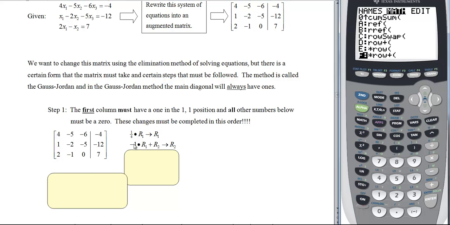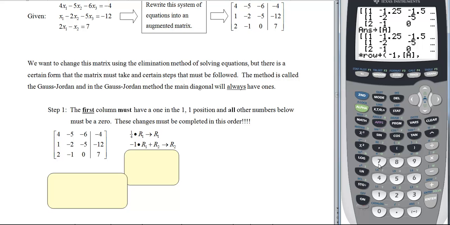This time, remember, I want to multiply and add, so I need the F. Now let's go in order. I need -1, comma. I need my matrix A, comma, first row, comma, second row, because I want to multiply -1 times my first row, add it to row 2, but I need that answer stored in row 2. So there's my 0. That's what I wanted. So store second matrix.